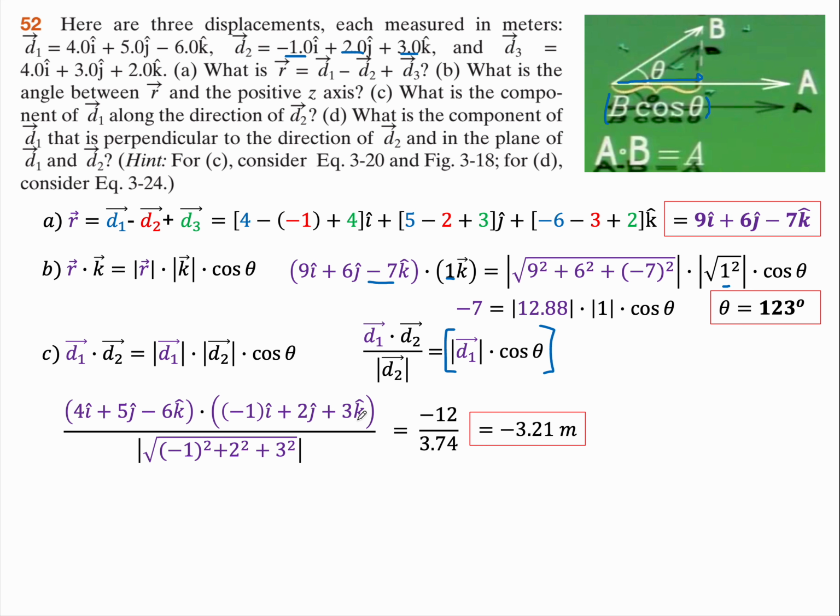And you might say, whoa, wait a second, how can it be negative? The answer is our second vector in this case is probably pointing this way. And so the component along that is going to be in the negative direction if A was the other vector.